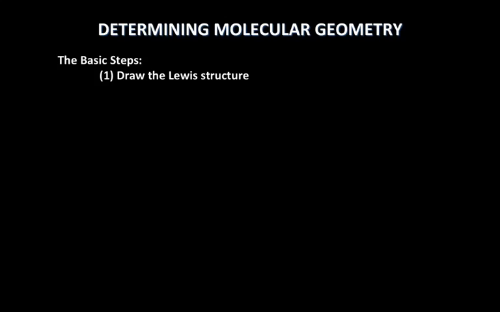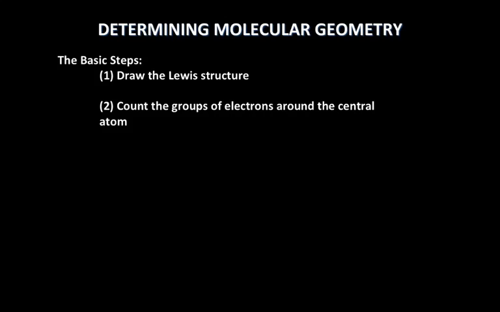And if you're unsure of anything about how to draw Lewis structures, be sure to review that first, because that's the first step, and you absolutely have to get that right to determine the geometry correctly. From the Lewis structure, what we want to do next is count the groups of electrons around the central atom. And remember, a group of electrons can be a single bond, or a double bond, or an unshared pair of electrons. It doesn't matter. Each one of those counts as one group of electrons.